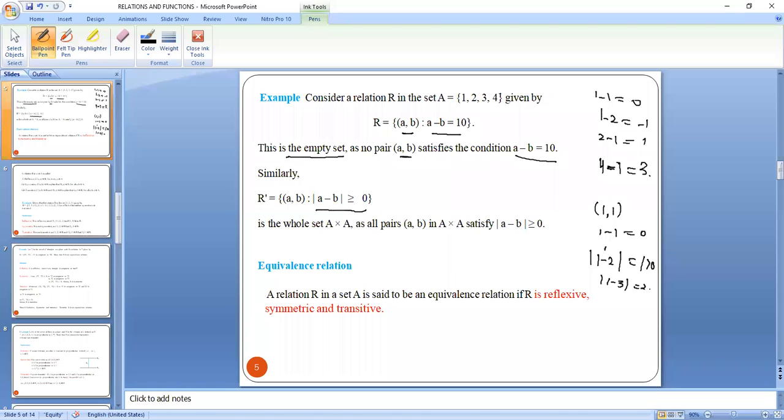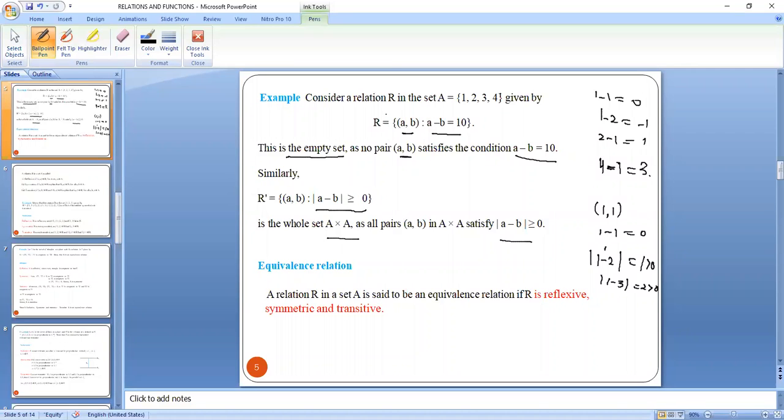Mod, it is 2, which is greater than 0. 1 minus 4. 4 minus 1. 4 minus 3. Any ordered pair you take from these values, every ordered pair will satisfy this relation, mod of A minus B is greater than or equal to 0. So R dash will be the whole set A cross A, as all pairs (A, B) in A cross A satisfy the relation mod value A minus B greater than or equal to 0.